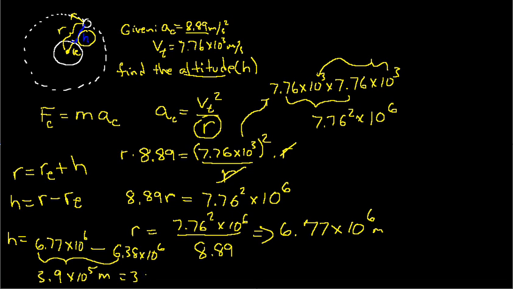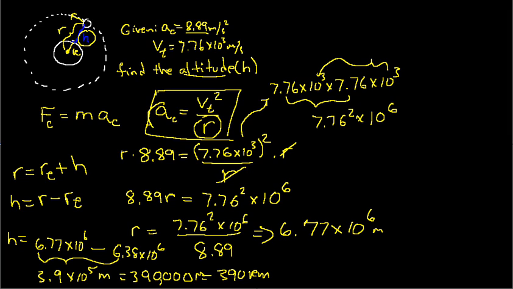which is 3, 9, 1, 2, 3, 4, right? So that's in meters, so that's 390 kilometers. That's how high the satellite was. And not really that hard. Just have to use this formula here.